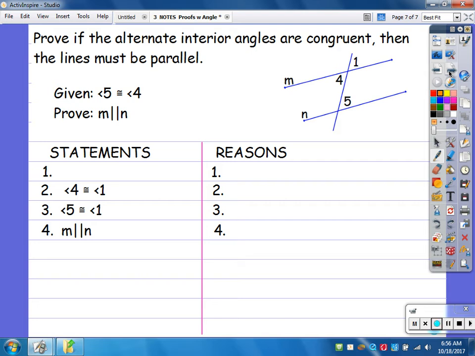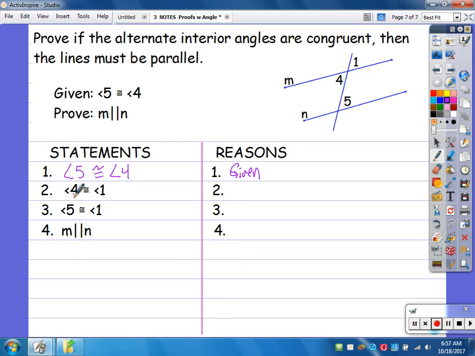So I'm given that angle 5 and angle 4 are congruent. Those are alternate interior angles, but my reason is that that's given. So I can't say they're congruent because they're alternate interior because again, that's only true if I already know the lines are parallel. So angle 5 is congruent to angle 4. First step always is the given.